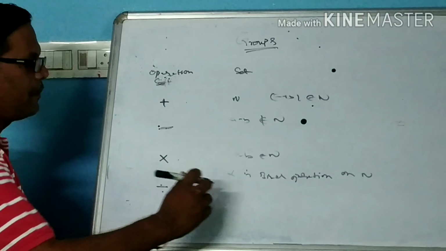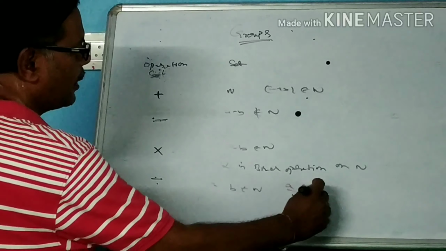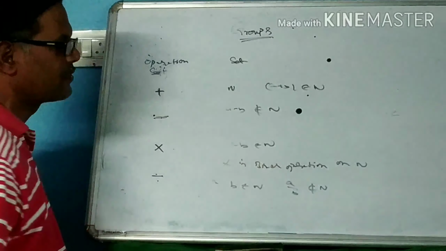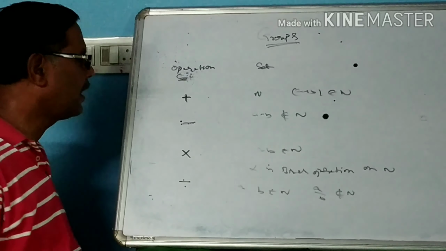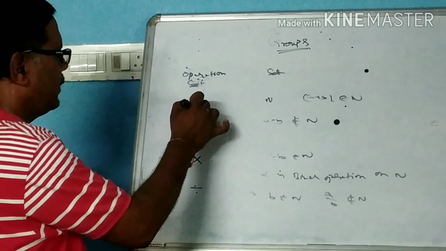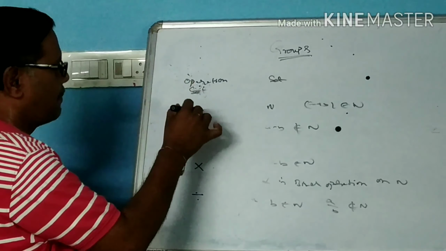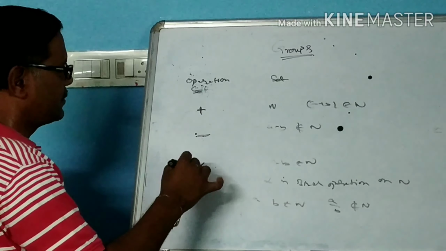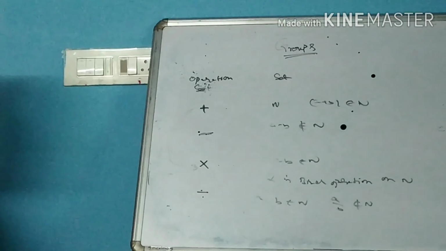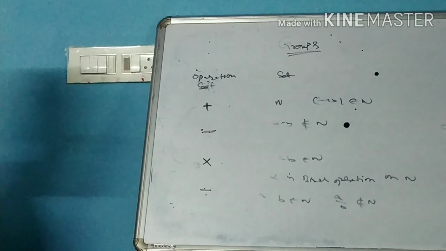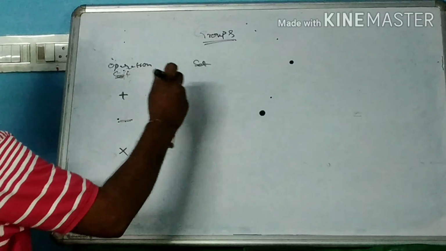Similarly, division. a, b belongs to N, but a by b does not belong to N. So among the algebraic operations, only plus and multiplication are binary operations on N. Let us check for another set.